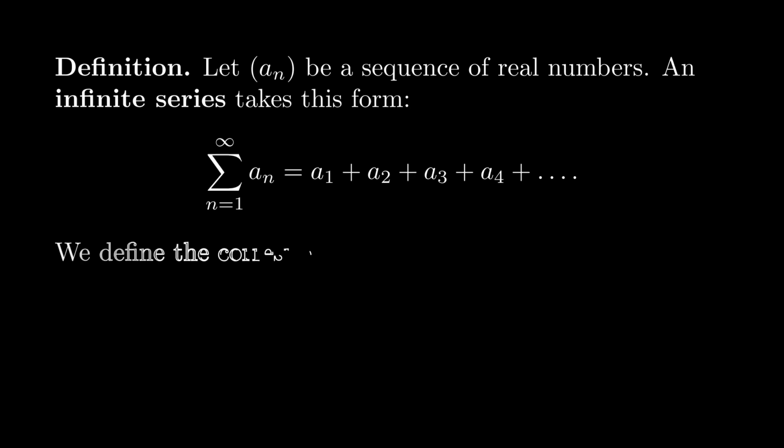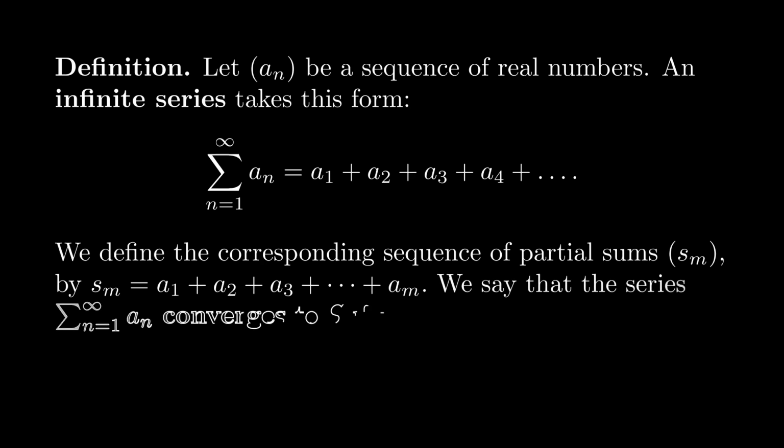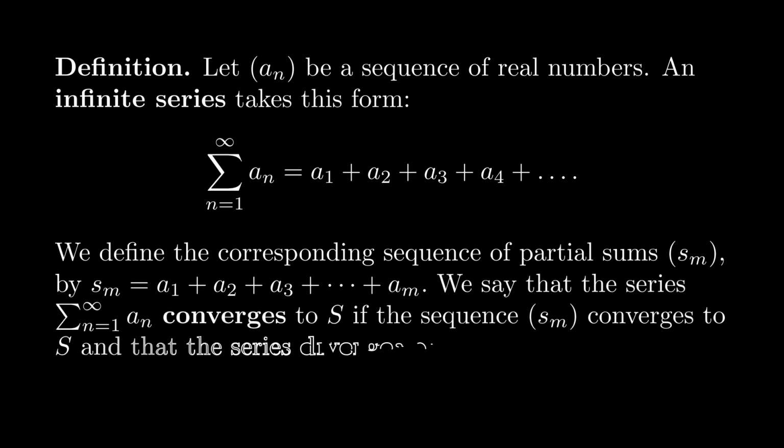We define the corresponding sequence of partial sums, Sm, by letting the mth term be the sum of the first m terms of our sequence an. So we would write that Sm equals a1 plus a2 plus a3 plus ... plus am. We say that the series, sum n equals 1 to infinity of an, converges to S if the sequence Sm converges to S.